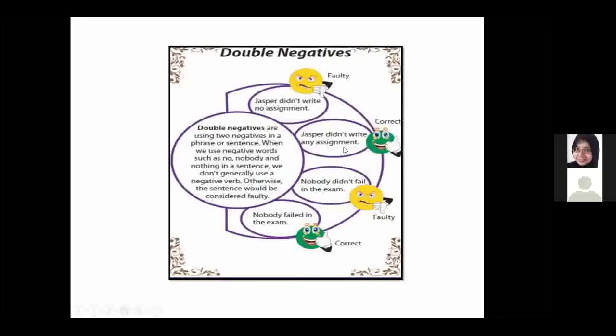So if you want to form a negative sentence, keep in mind there should be only 1 negative word in the sentence. Now look at the next one as well. Nobody didn't fail in the exam. Nobody is a negative word. Didn't is a negative verb. So it can't appear like that. The sentence is wrong. So how should it come? Nobody failed in the exam. So double negative means there will be 2 negative words in a sentence, right? That is wrong. You should use only 1 negative word, either the negative word or the negative verb, right?